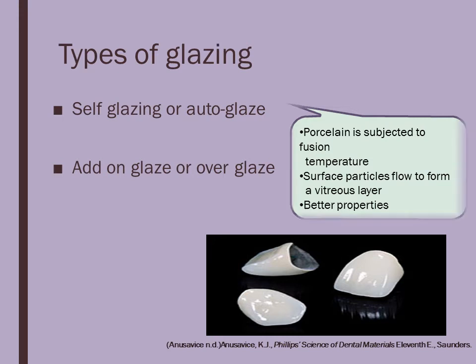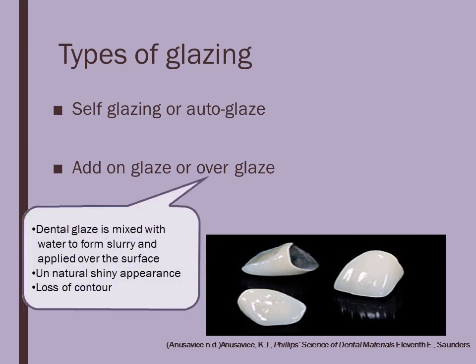Now add-on or overglaze, the mechanism is different. The dental glaze is separately mixed with water and applied onto the surface and placed back into the furnace, and then the glaze cycle is applied, a certain temperature is given, and this leads to the formation of a glazed surface. It has an unnatural shiny appearance, and it just leads to loss of contour. So that is why a self-glaze or autoglaze is always preferred compared to the add-on or overglaze.